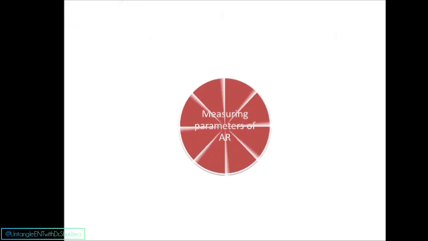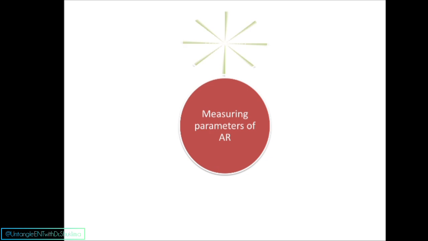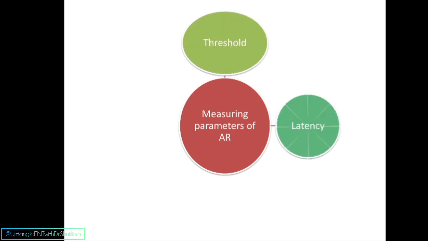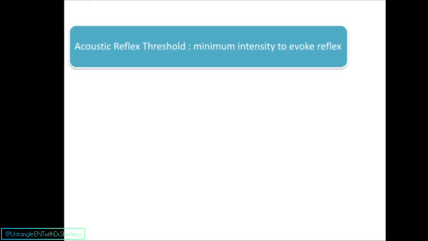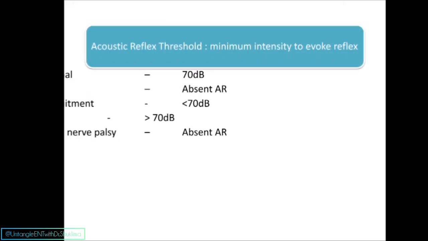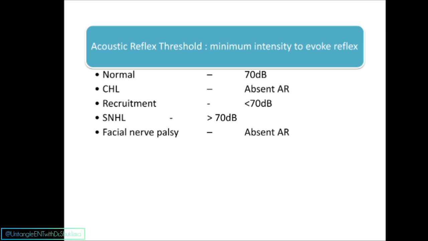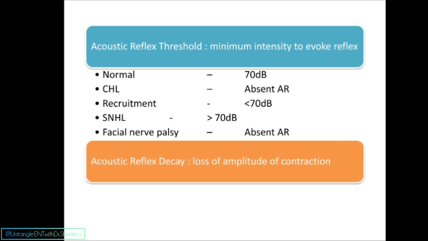So what are the measuring parameters of acoustic reflex? They are threshold, latency, amplitude and decay. The acoustic reflex threshold is the minimum intensity required to evoke the reflex. It is 70 decibel in a normal condition. In conductive hearing loss, we have seen the acoustic reflex is absent. For recruitment, it is less than 70 decibel. In sensorineural hearing loss, it is more than 70 decibel, or we get an absent acoustic reflex. In facial nerve palsy, it is an absent acoustic reflex.